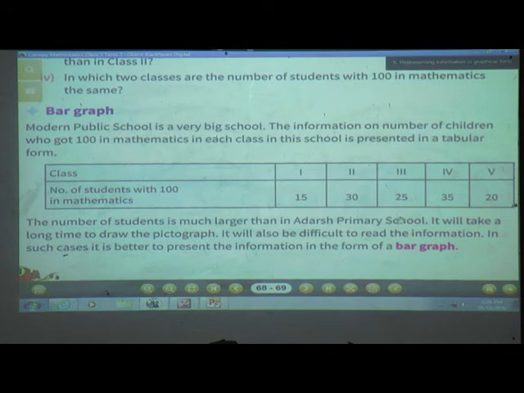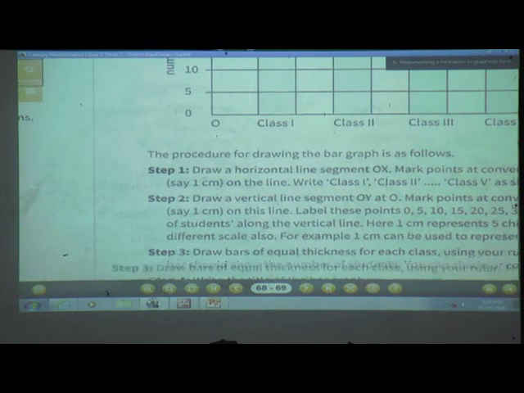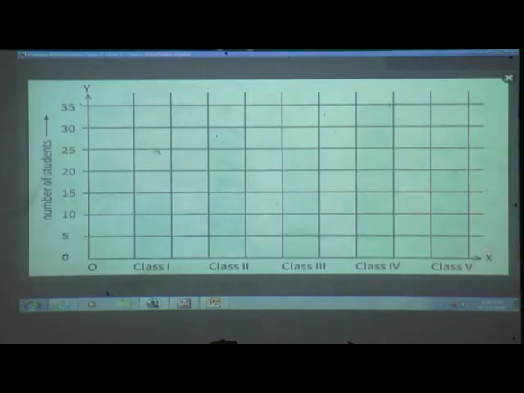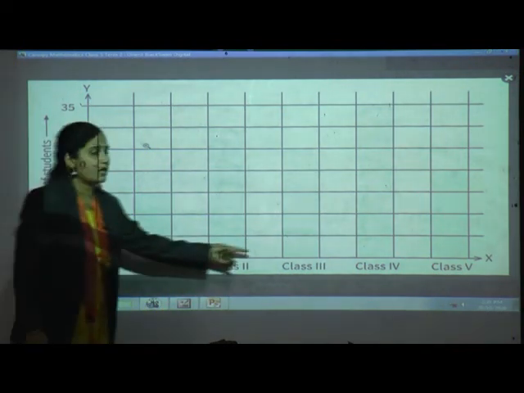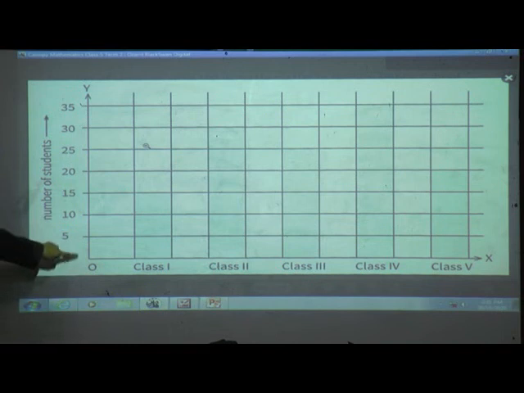So, students, how to draw the bar graph? See. Here, number of students with 100 in mathematics in Modern Public School. See, here, this line is called the x-axis. And here is the y-axis. Okay, now here is a scale. This one is called the scale. The number of students are here on the y scale, and here the classes on the x-axis.